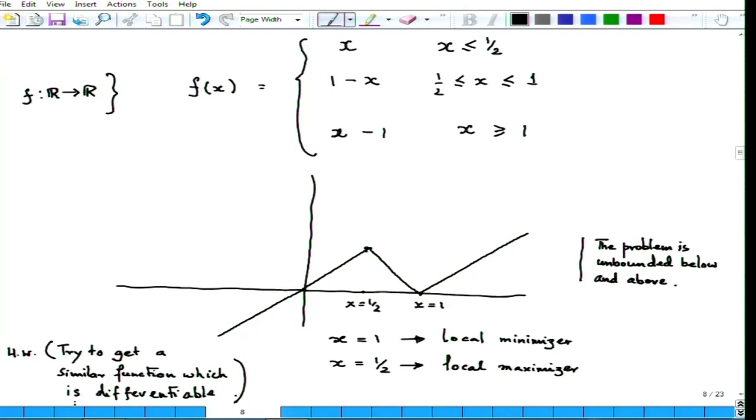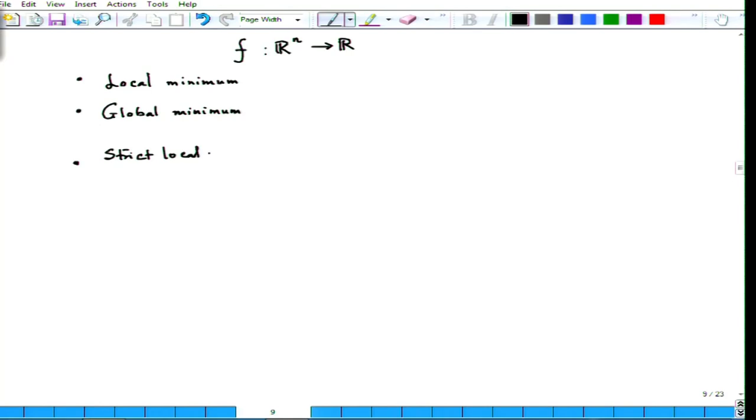Now we move on to a bit more sophistication. So our aim would now be to consider functions from Rn to R and discuss the meaning of the three things: local minimum, global minimum, and strict local minimum. The definitions are all similar, but there is a crux here, is that what we have to now do is to define what is the meaning of a neighborhood.